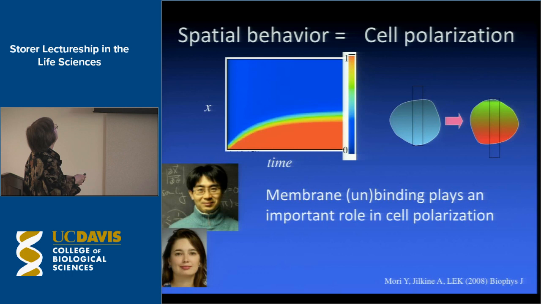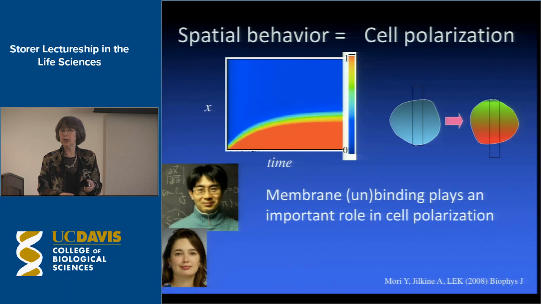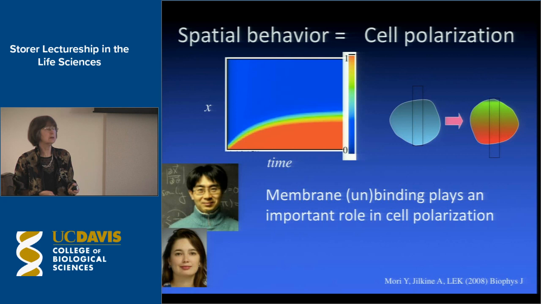So together with a former postdoc, Yoichiro Mori, and a former PhD student, Sasha Zhilkin, we actually studied this in a spatial setting where we showed that you could get a wave of activation that polarizes and freezes in the cell. Think of this as a chymograph. The time axis is this way. You start off with things being homogeneous, as shown here, and you end up over here with a cell that has a high level of activity at one end and a low level at the other. Namely, this can explain cell polarization.